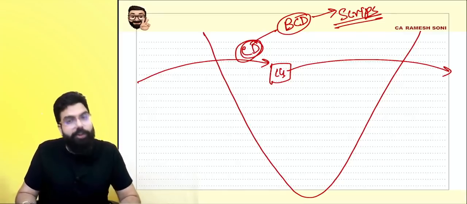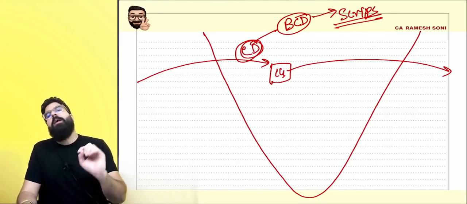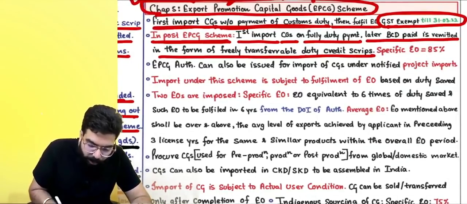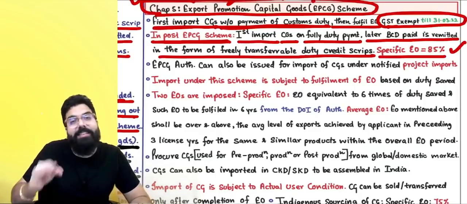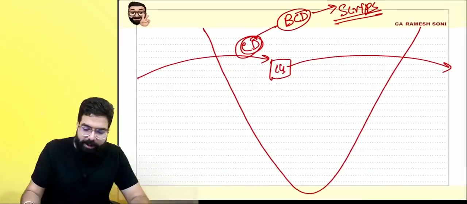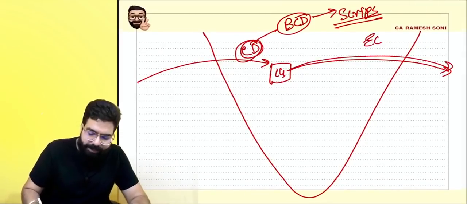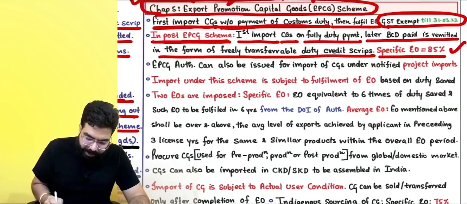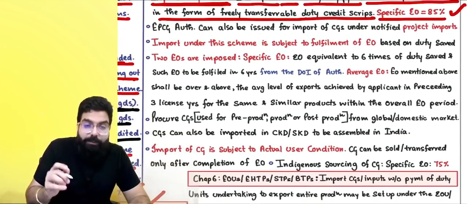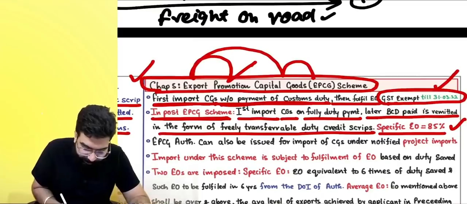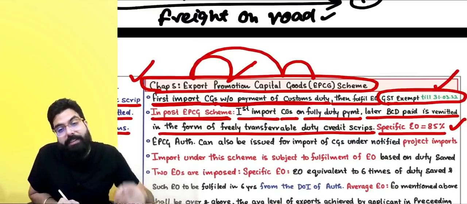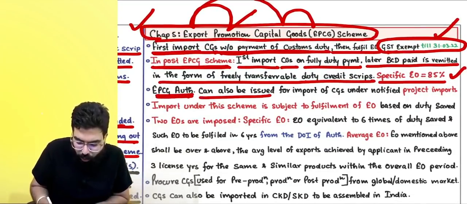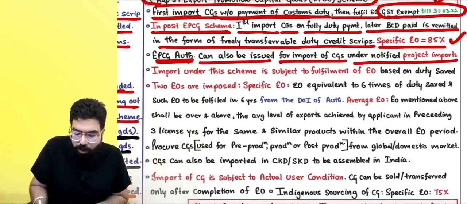The next one which I taught you: first you import, don't pay anything, but an export obligation has to be fulfilled. Everyone over here. But in case of post-EPCG, the export obligation is just 85%. Sir, of whatever duty you have paid, 85% becomes your export obligation. But everyone, if it is first import without payment of duty, then 6 times is the export obligation. Always remember.